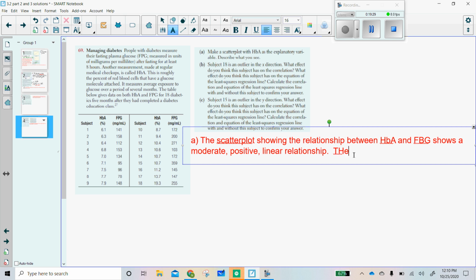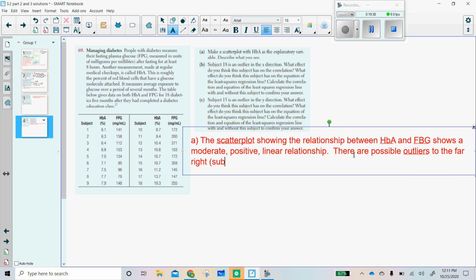So I need to say there are possible outliers. To the far right, which was subject 18. You can see that right here because that was the 19.3, that one right there. And near the top of the plot, which was subject 15. You can kind of describe where they are, or you could give the exact values if you wanted to. All right, so that's how I described what I saw.